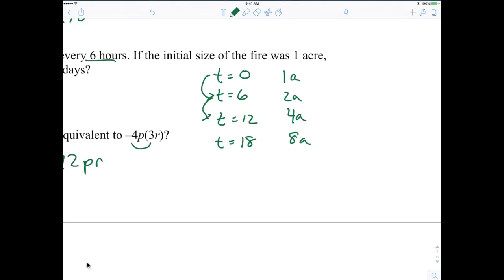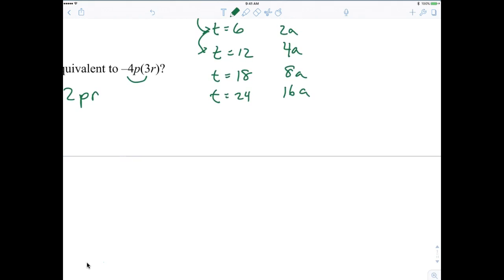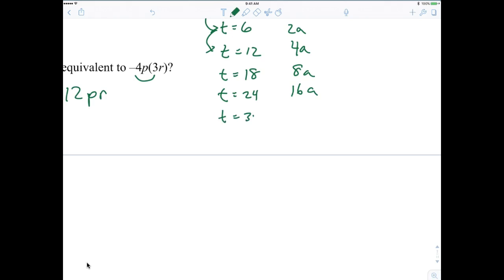All right, Emily. What's next? And then it's 24. That's right. And 16. Good job. All right. Caroline Danzy, what's next? Then it would be t equals 30, and it would be 48. How many? Oh, I'm sorry. It would be 32. Yes, 32 acres.